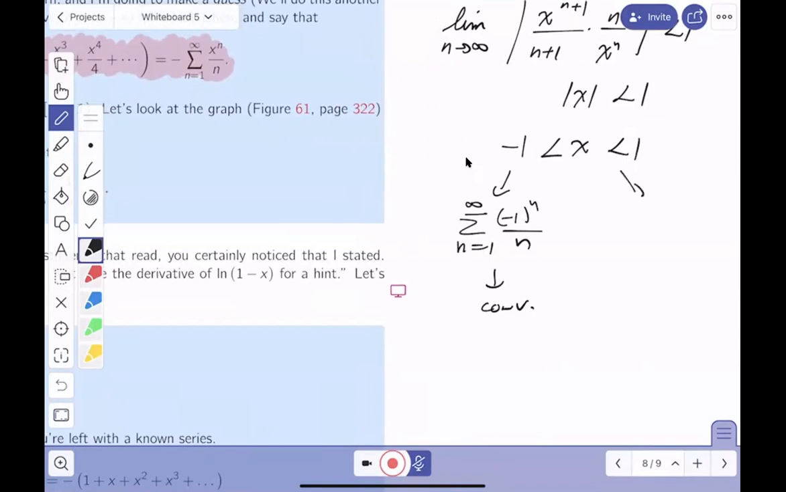This one over here, what do you get over here? Sum, n equals 1 to infinity. That would be 1 to the n, which is 1. And this is divergent. So I can include that now.